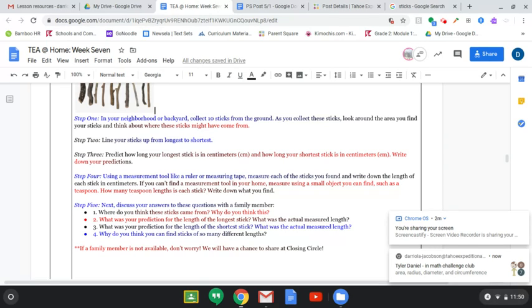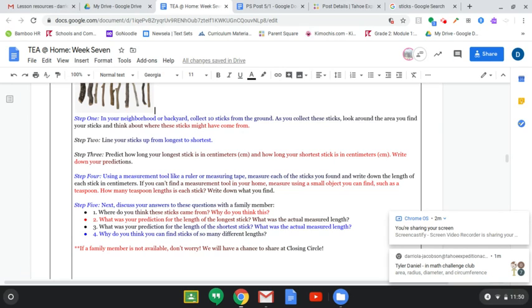Then, as you have them lined up, before you measure, you need to make a prediction on what the length of your longest stick is in centimeters, and what the length of your shortest stick is in centimeters. In your expedition notebook, you should write down those predictions.